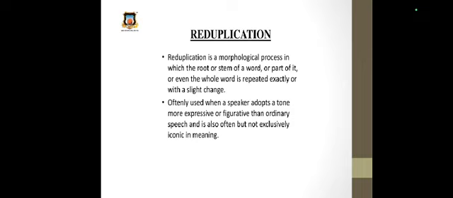Third word formation process is reduplication. Reduplication is a morphological process in which the root or a stem of a word or part of it or even the whole word is repeated exactly or with a slight change. Usually, this happens when a speaker adopts a tone more expressive or figurative than ordinary speech, and is also often but not exclusively iconic in meaning.